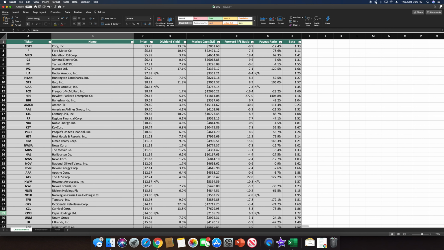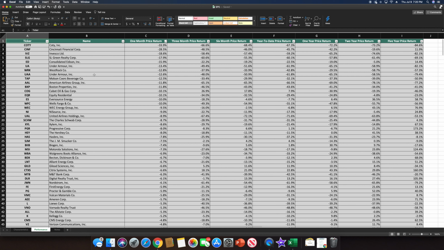Let me just quickly touch on this other tab called Performance. It shows the stock, it shows how it's done over the previous month, 3 months, 6 months, etc. So over the previous 30 days, this stock, Cody, had declined in price by 33%.